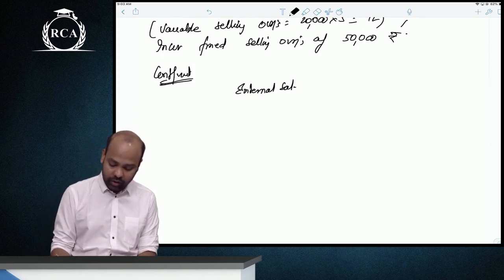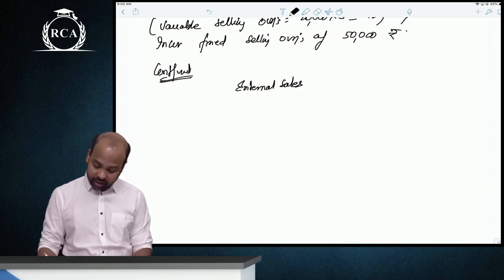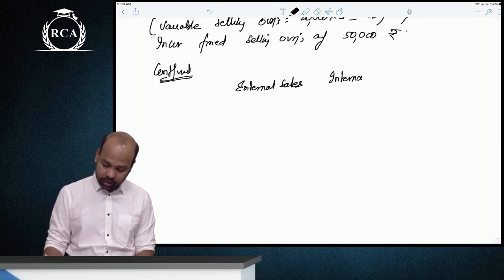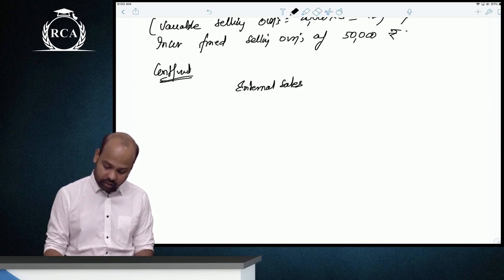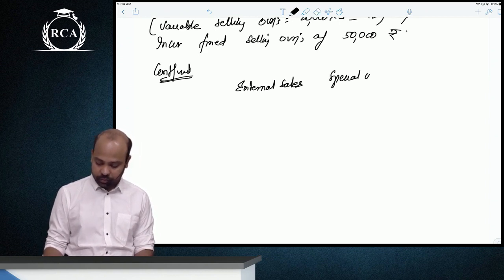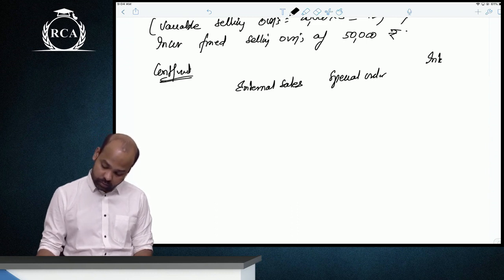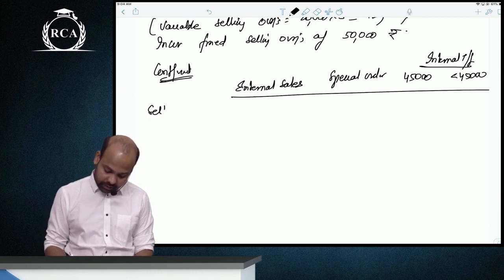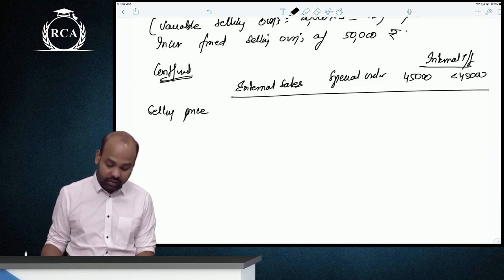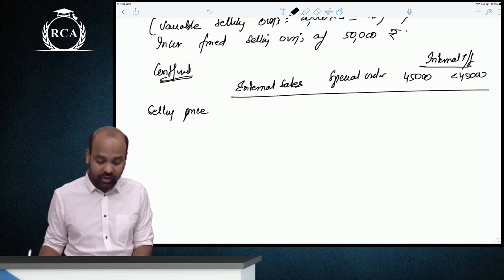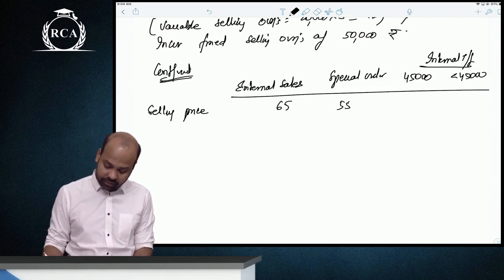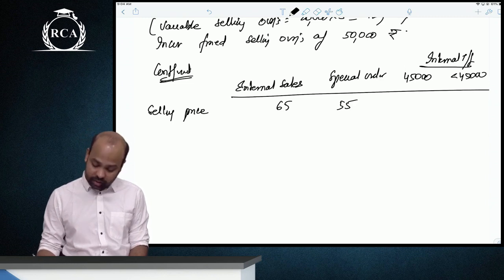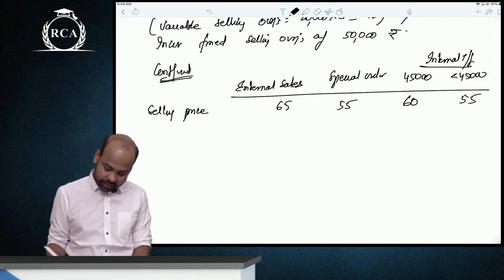The decision is only from the viewpoint of division A, guys. Let us not forget that. I'm repeatedly telling you. Internal transfers, special order: for 45,000 units or less than 45,000 units, the selling price as such in case of external sales is 65 rupees. Special order 55. In case I transfer the entire 45,000 units, I'll get 60, or else I'll get 55.